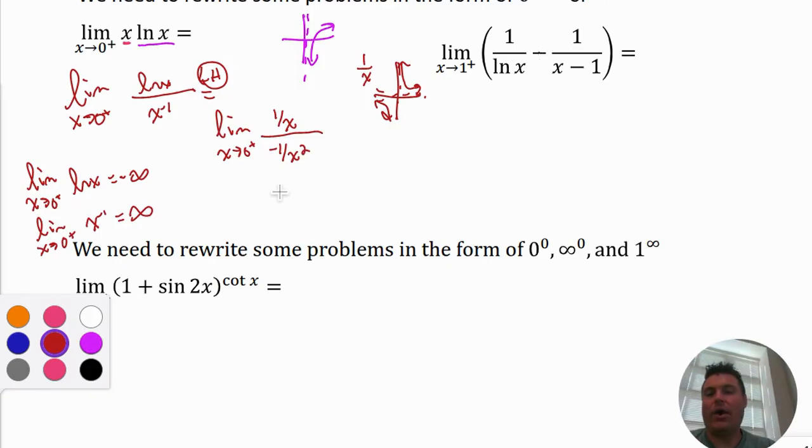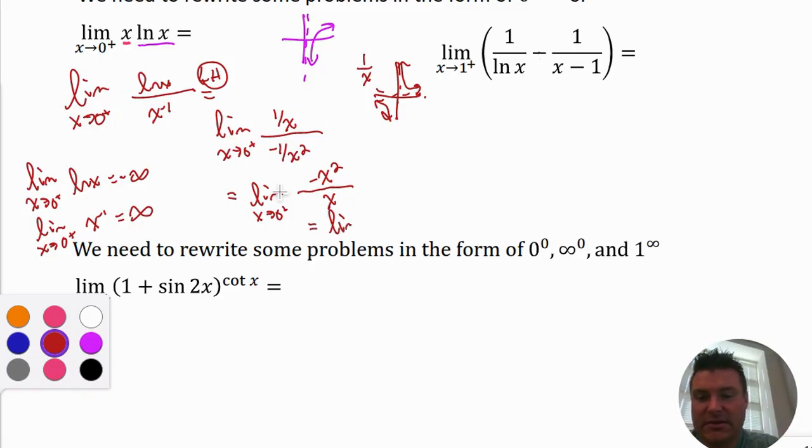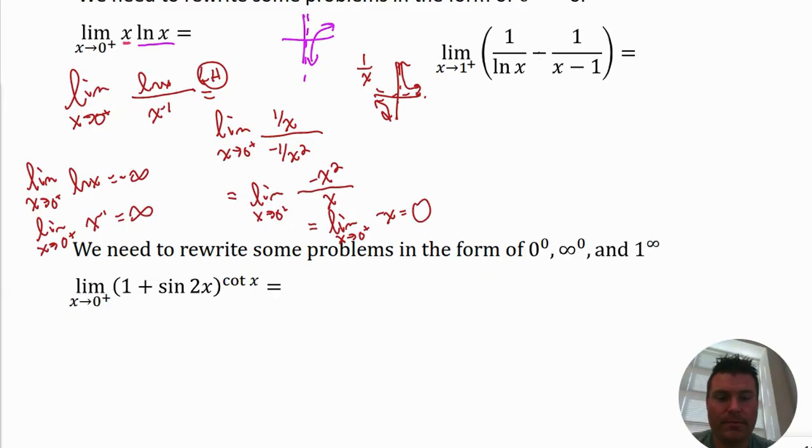Okay, so now I can rewrite this again. I'm going to find the reciprocal of both of those and make that into the negative x squared on top over x. And now my x's cancel out. I actually just get the limit as x approaches 0 from the right of a negative x. And if I plug in a 0, I'm going to get an answer of 0. So this one is going to equal 0.